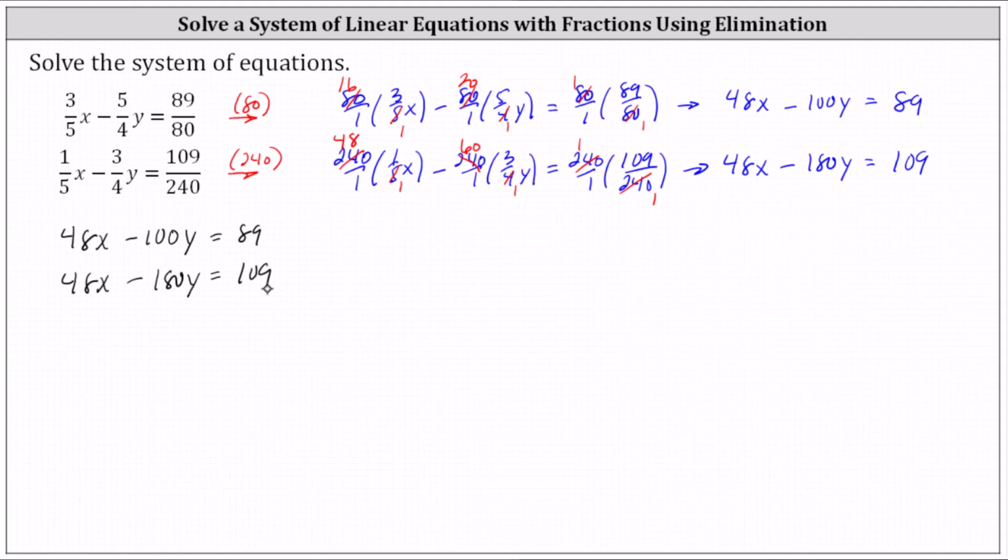To do this, we want the x terms or y terms to be opposites. Notice right now the x terms are the same. We can make them opposites by multiplying either the first or second equation by -1. Let's multiply the first equation by -1, and we'll keep the second equation the same. Multiplying both sides of the first equation by -1, we have negative 48x plus 100y equals negative 89. And the second equation remains the same.